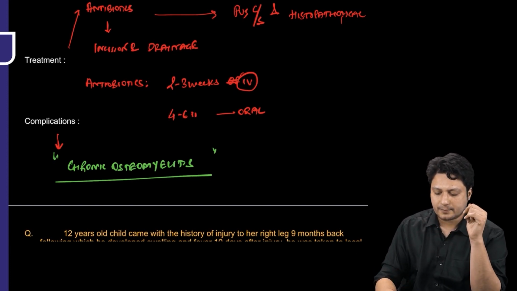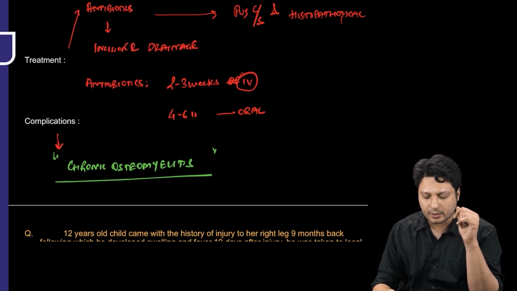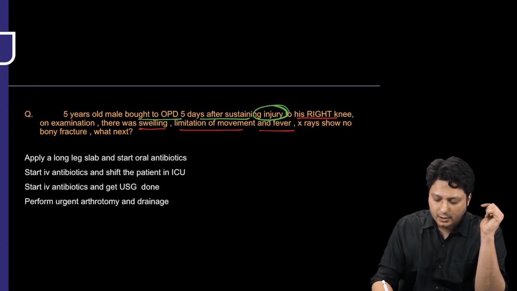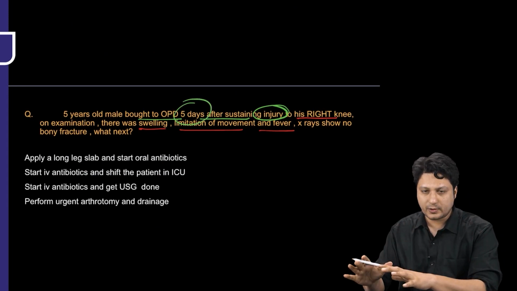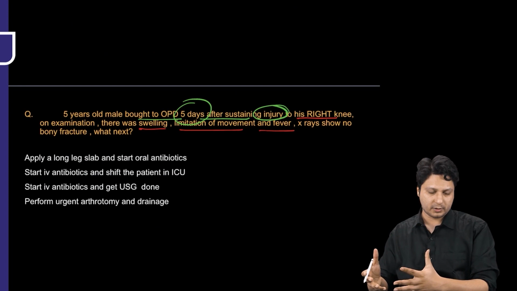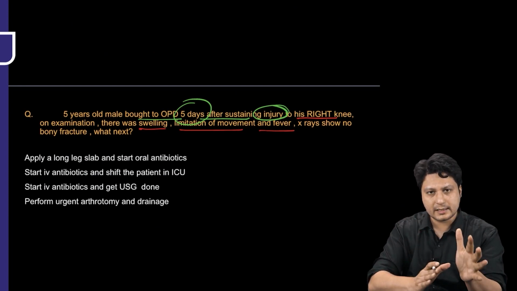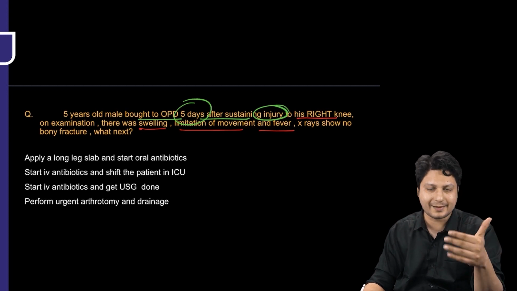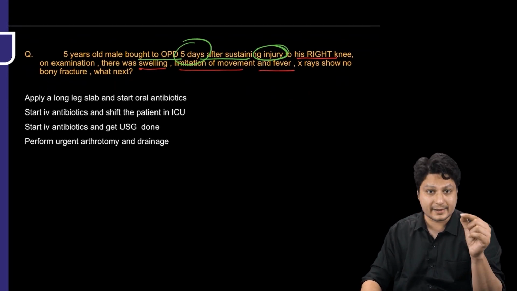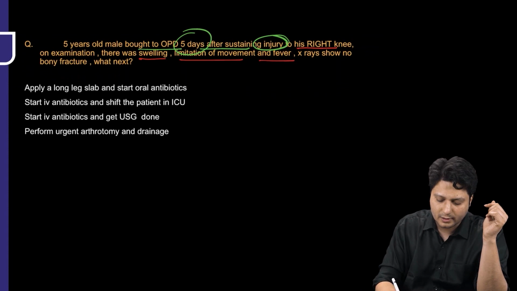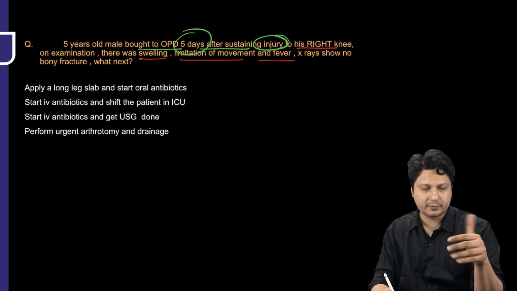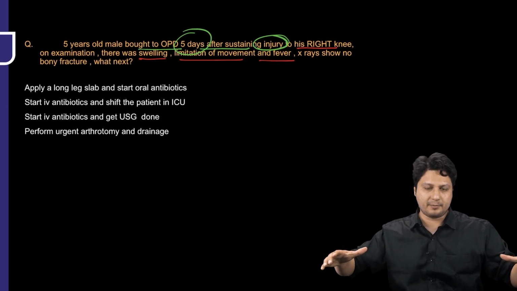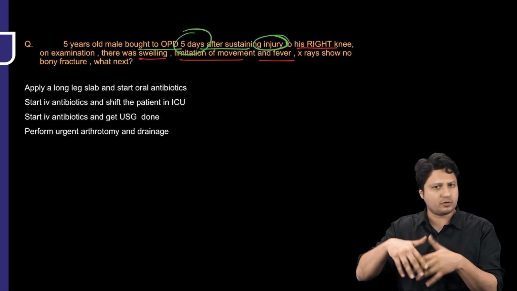Now back to the question. The sample question which I provided to you in the beginning of this topic was that a 5-year-old male was brought to the OPD 5 days after sustaining injury to his right thigh. Now you came to know why injury is important. On examination, there was swelling, limitation of movement and fever, but the x-rays showed no fracture, meaning the x-rays were insignificant. So what next do you have to do? Option one: apply a long leg slab and start oral antibiotics. If you are applying a slab, then possibly you are thinking that the patient is having a soft tissue injury.